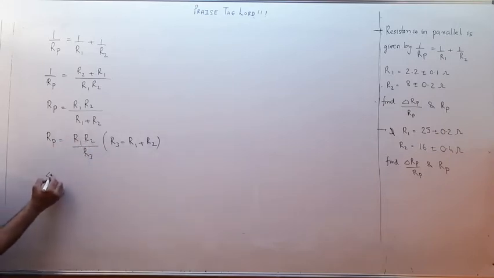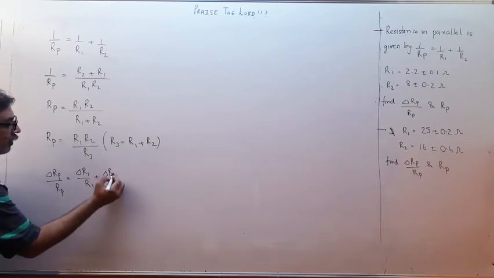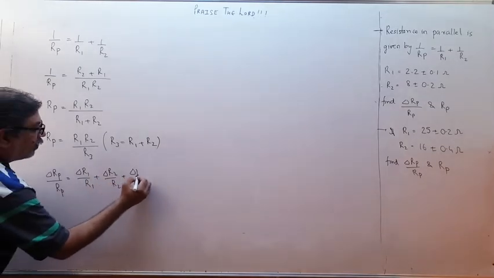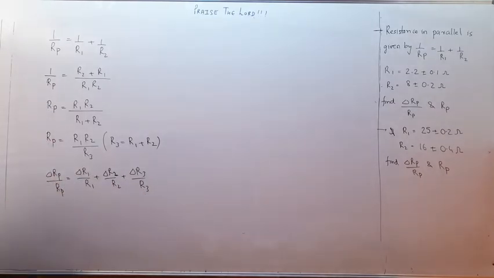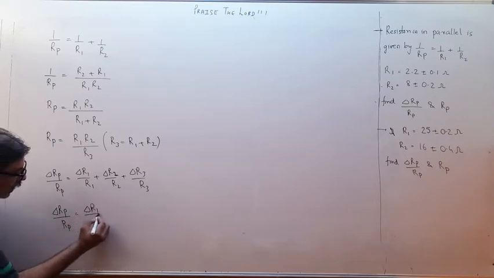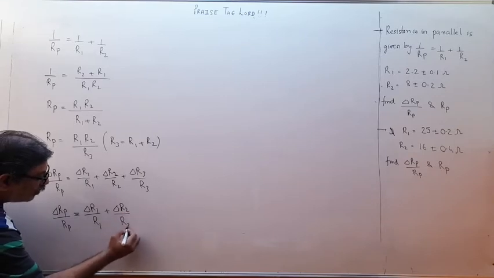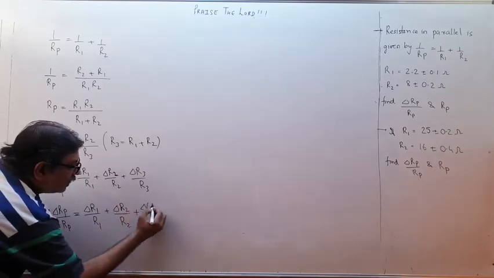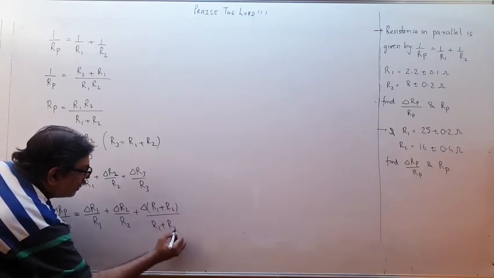What will be the relative error in resistance? Delta Rp upon Rp will be equal to delta R1 upon R1 plus delta R2 upon R2 plus delta R3 upon R3, this we know. Now what is R3? R1 plus R2. So let me keep it over here. Delta Rp upon Rp becomes equal to delta R1 upon R1 plus delta R2 upon R2 plus delta R3, meaning the error in R1 plus R2, upon R1 plus R2.